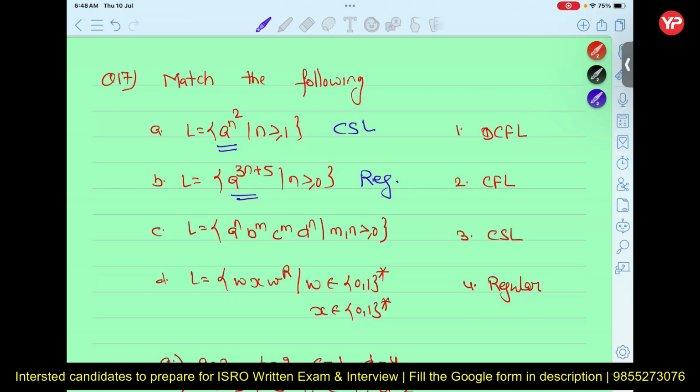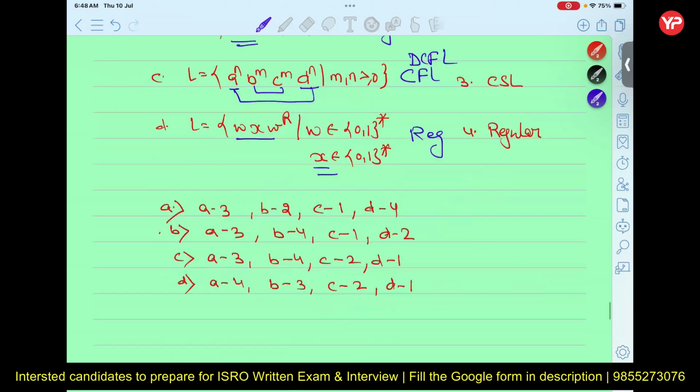Then the third one is a to the power n, d to the power n. These two have to be equal and these two have to be equal. Fine. So one comparison at a time. That's why it is CFL, or even better, I can say it's DCFL. And next is WXWR, where X and W both belong to (0,1)*. That's why again we can make it regular. So according to the options, we can match it.